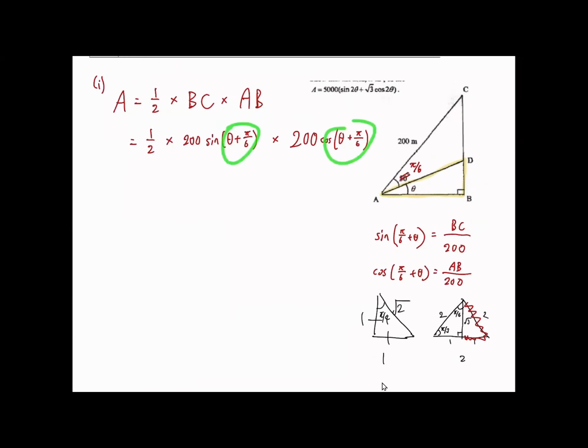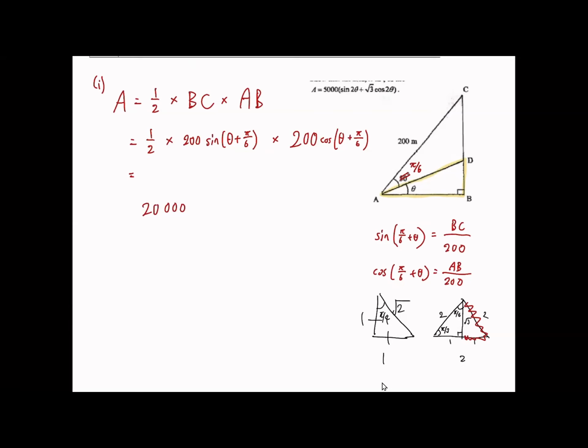Sine of theta plus pi over 6 and cosine of theta plus pi over 6. Here I got 2 theta and 2 theta. So start expanding and then do some identities. Let's just work it out together. Half times 200 times 200. What does that give me? 100 times 200, which is how many zeros? 1, 2, 3, 4. 20,000.